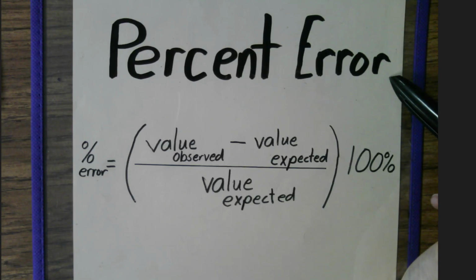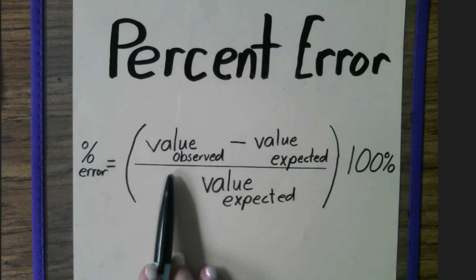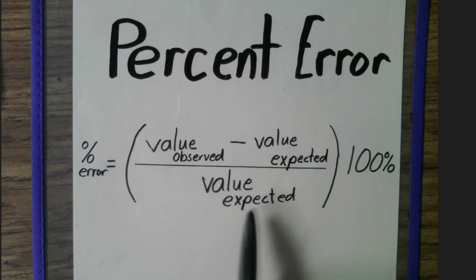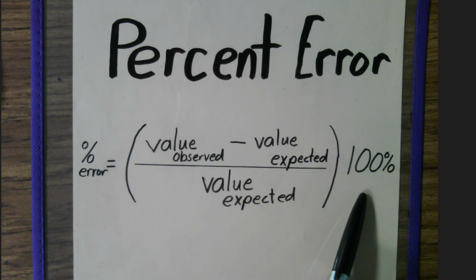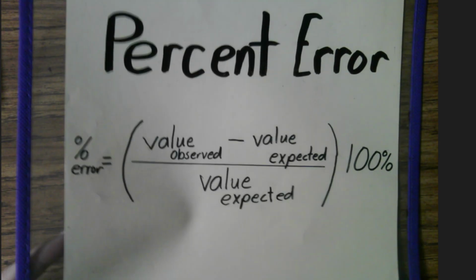This is a video on how to calculate percent error. Here's our formula. Percent error is equal to the value observed minus the value expected, divided by the value expected, multiplied all of that by 100%. So let's look at a problem to start with.